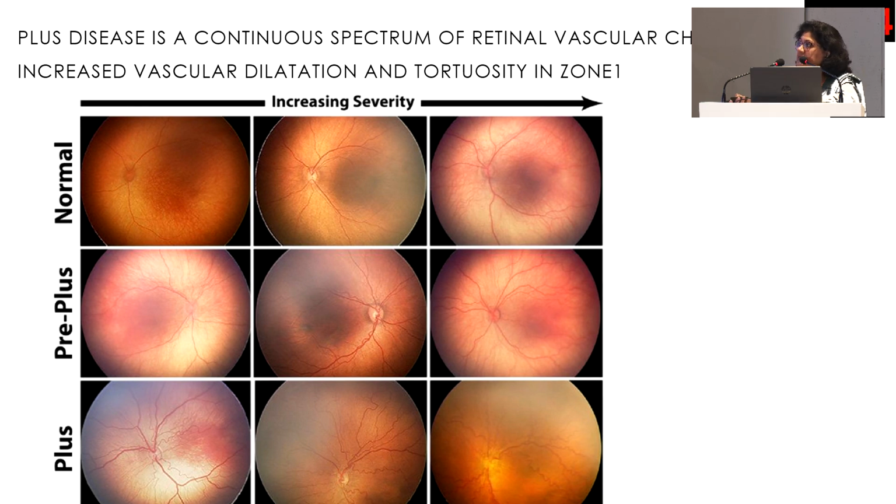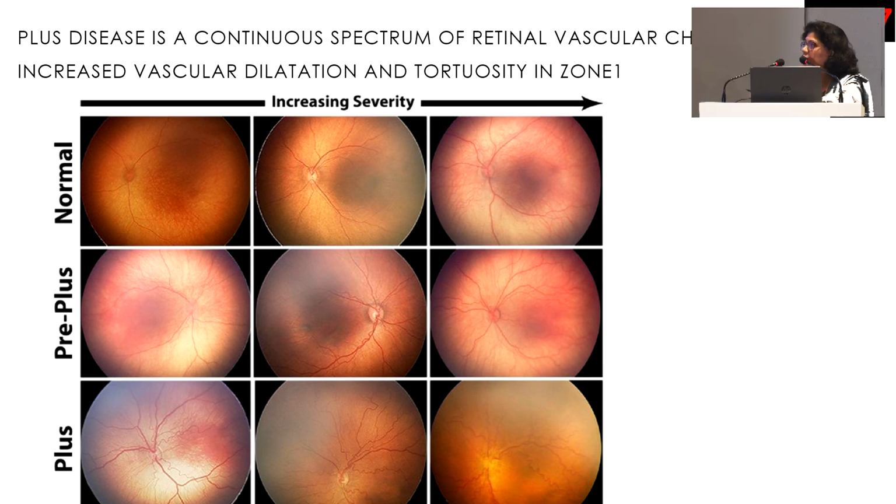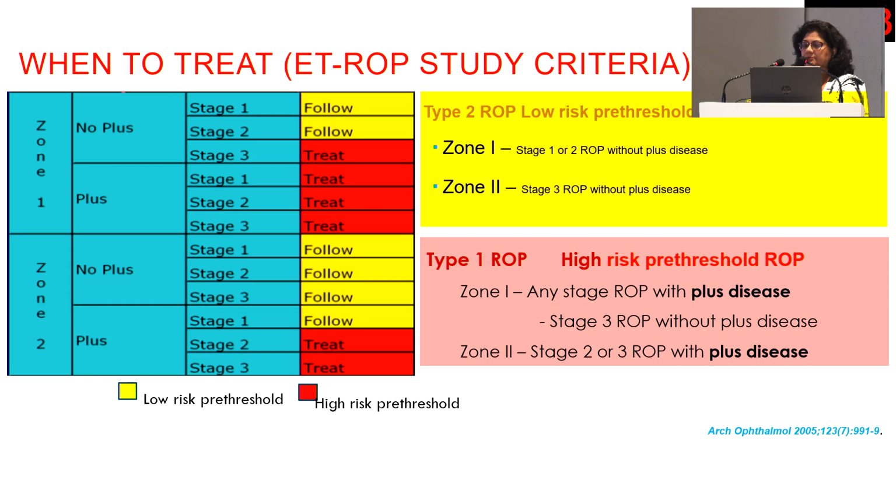Plus disease is dilatation and tortuosity of vessels. With the newer classification it is very clear that it is not plus disease as it was, seen in the bottom picture on the right side, affecting all 4 quadrants. Now it is a continuous spectrum. It could be normal, slightly more tortuosity could be pre-plus, or it could be more than that.